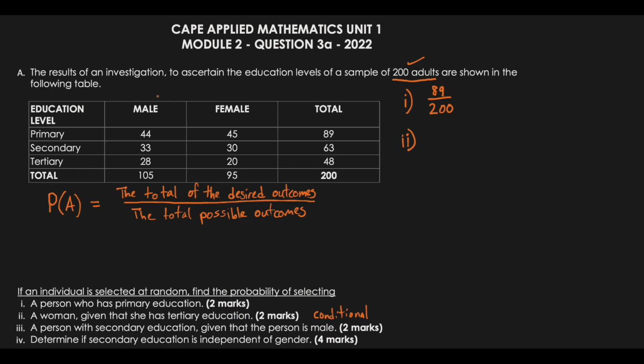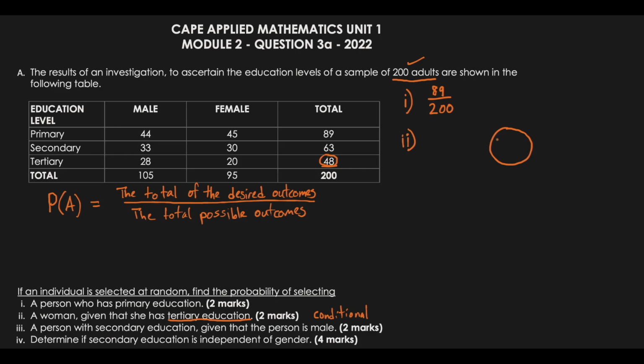So a woman, given that she has tertiary education. In order for us to do this, I'm just concerned about looking at those who have tertiary education. So if I'm looking for those who have tertiary education, in this case, that would be 48. So that's the total number of people who have tertiary education. In this context, we're only looking at the people who have tertiary education. How do I know that? Because it says given. When it says given, I know that we're referring to that specific group. So in this case, we are referring to the tertiary education group, which has 48 people. So that's the group that we're looking at.